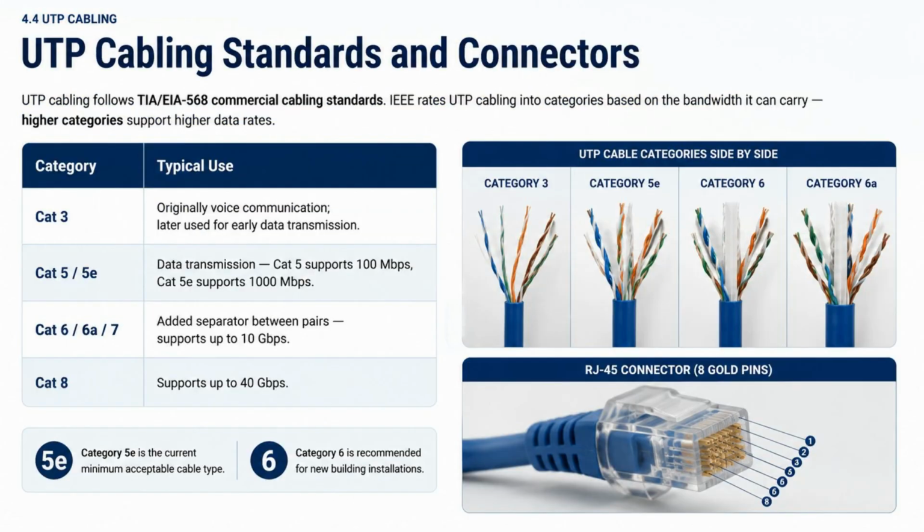UTP follows TIA/EIA 568 standards, with IEEE rating cables into categories by bandwidth capacity. Walk the table. Cat 3 was originally voice-only. Cat 5/5e handles 100 to 1000 megabits per second. Cat 6/6a/7 add pair separators for up to 10 gigabits per second. Cat 8 reaches 40 gigabits per second. Cat 5e is the current practical minimum. Cat 6 is recommended for any new install.